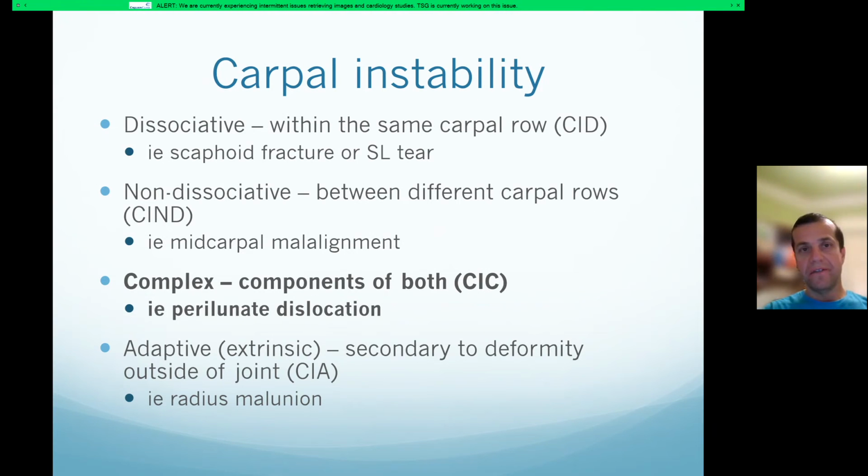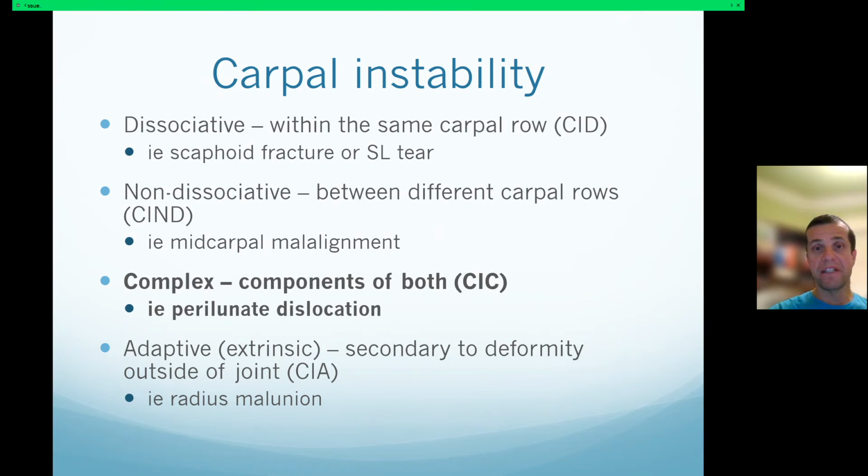It's important to define different types of carpal instability, which could be dissociative. That means a malalignment within the same carpal row, for example, scaphoid fracture or scapholunate ligament tear with change in position between those bones, versus non-dissociative, where the malalignment is between different carpal rows, for example, mid-carpal malalignment between the proximal and distal carpal rows. Perilunate dislocation is actually a complex carpal instability, which has components of both dissociative and non-dissociative instability.